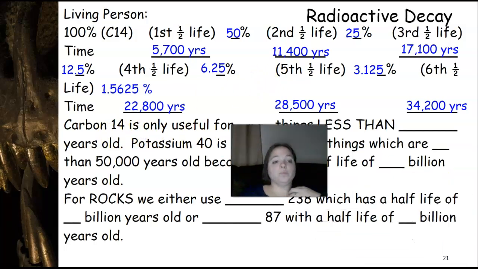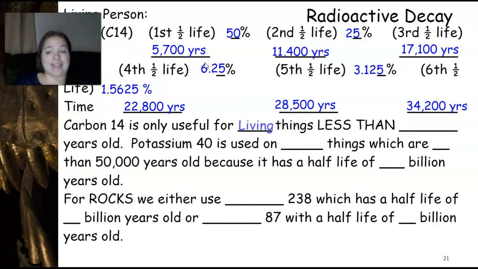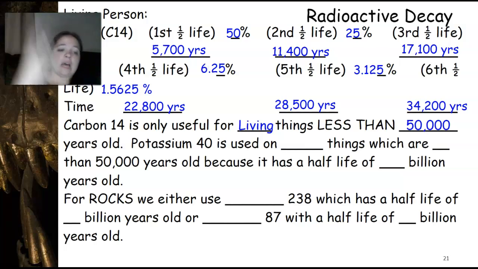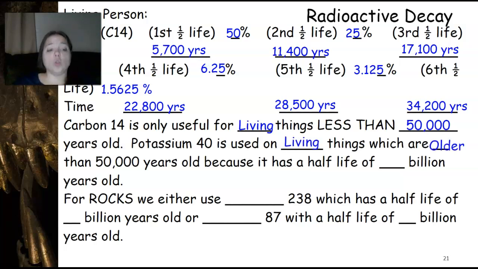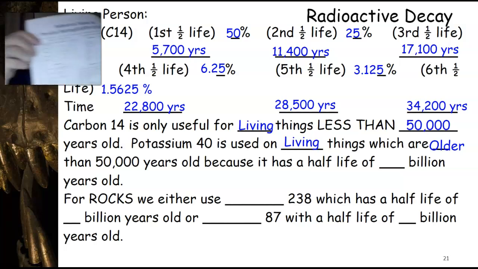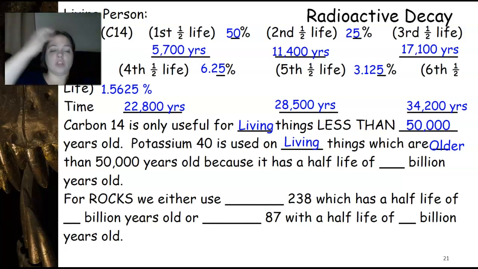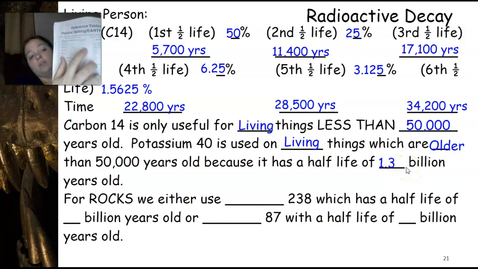So carbon-14 is only useful for living things less than 50,000 years old. Well, why? Because at that point in time, the percentage of the carbon-14 left is too minute, too small to register. Well, then you've got potassium-40 that is also used on living things, which are older than 50,000 years old. So what you should do, because you can find them on here, I would color them green, just to let you know that they're living, organic. And they're older because the half-life is 1.3 billion years. What you got right there? All right.